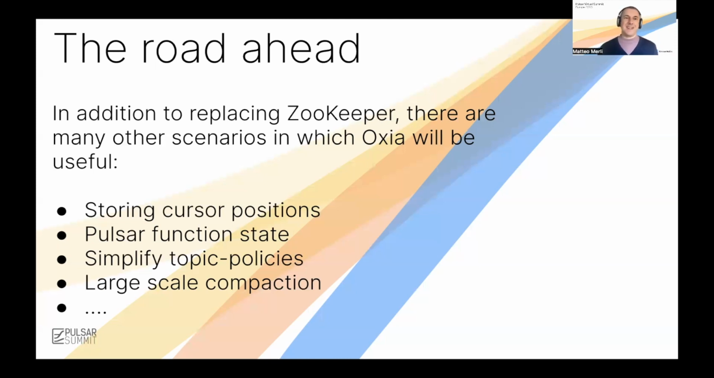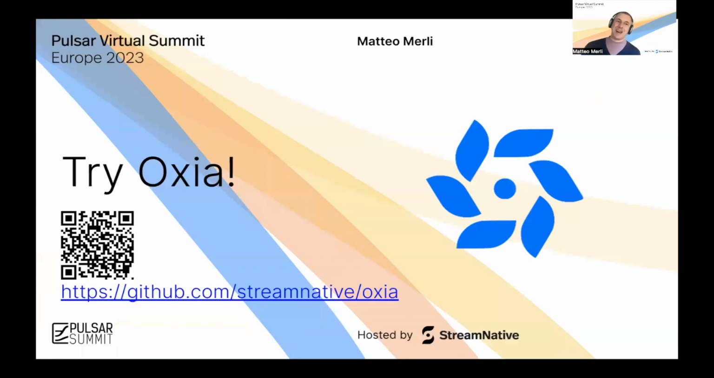So having said that, I would just encourage you to try Oxia. Go to github.com/StreamNative/Oxia and give it a try, give suggestions, and tell us what you think.